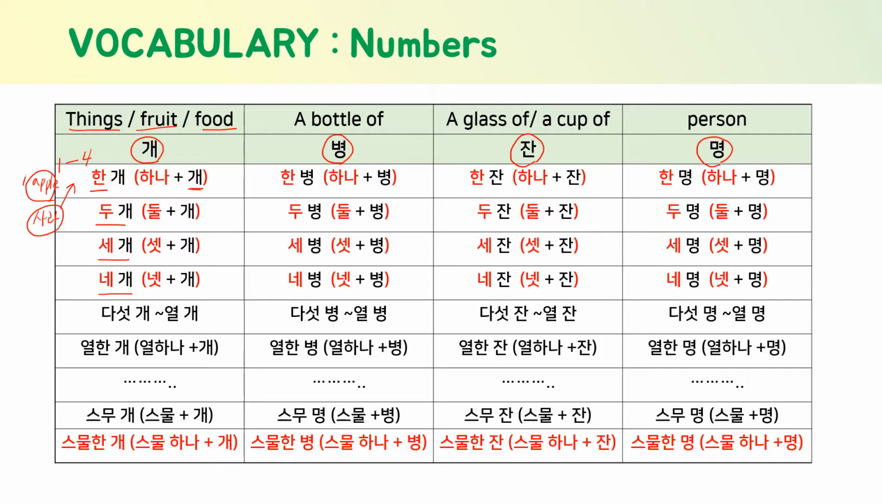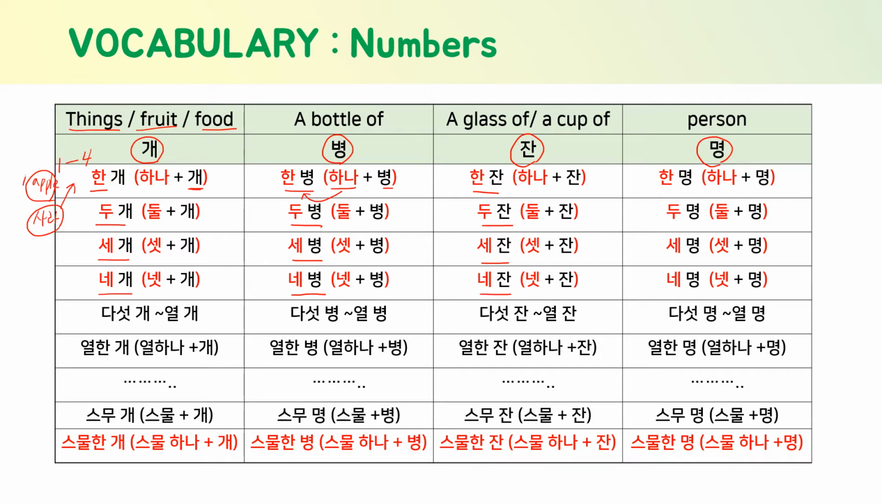Right? And the bottles. So 1 bottle, 한 병. The word for 하나 plus 병, but the form changes, 한 병. And 2 bottles, 두 병. 3 bottles, 세 병. 4 bottles, 네 병. And a glass of, a cup of 잔, a cup of 한 잔. 2 cups of 두 잔. 3 cups of 세 잔. 4 cups of 네 잔.